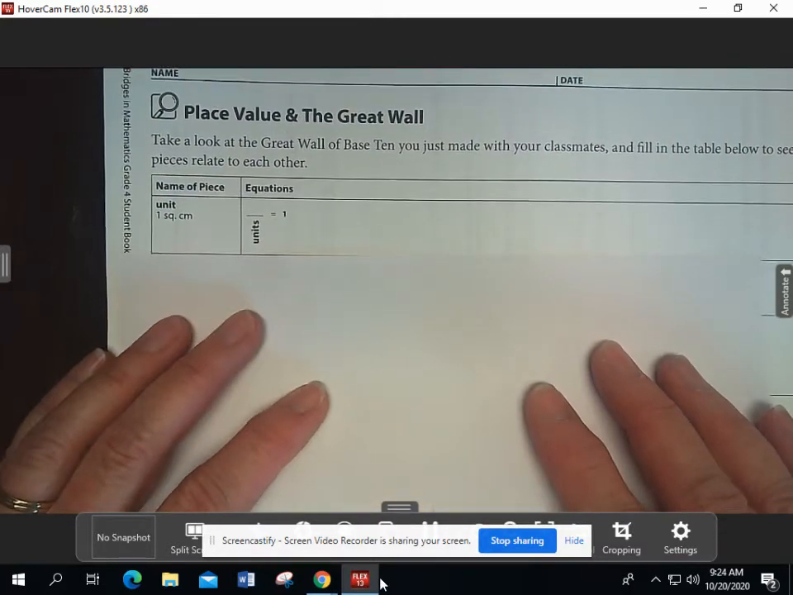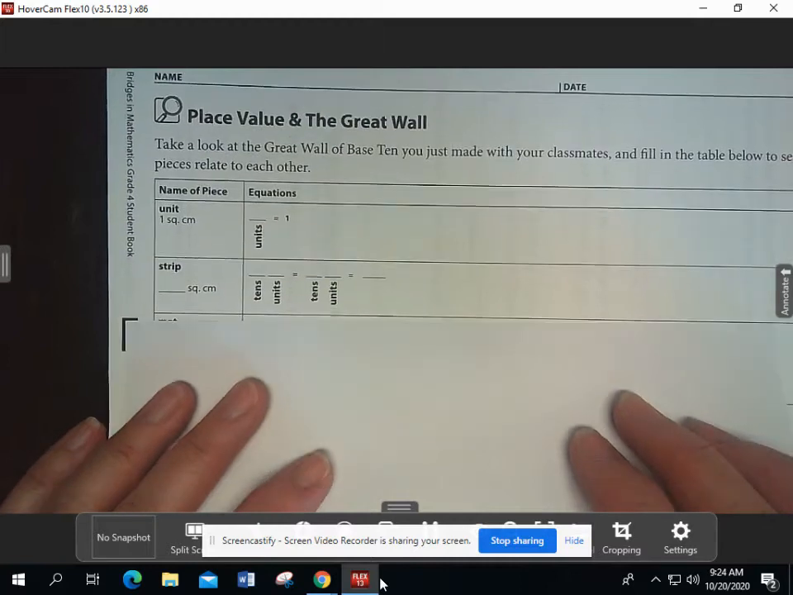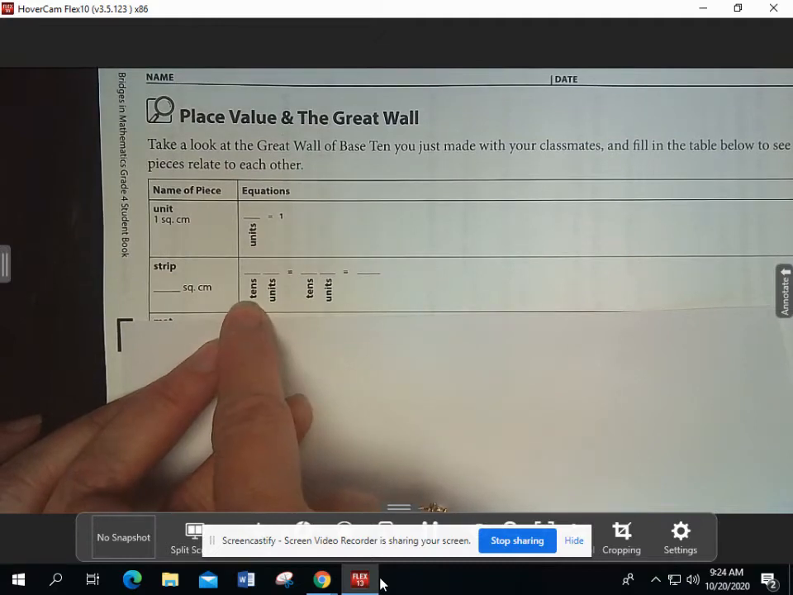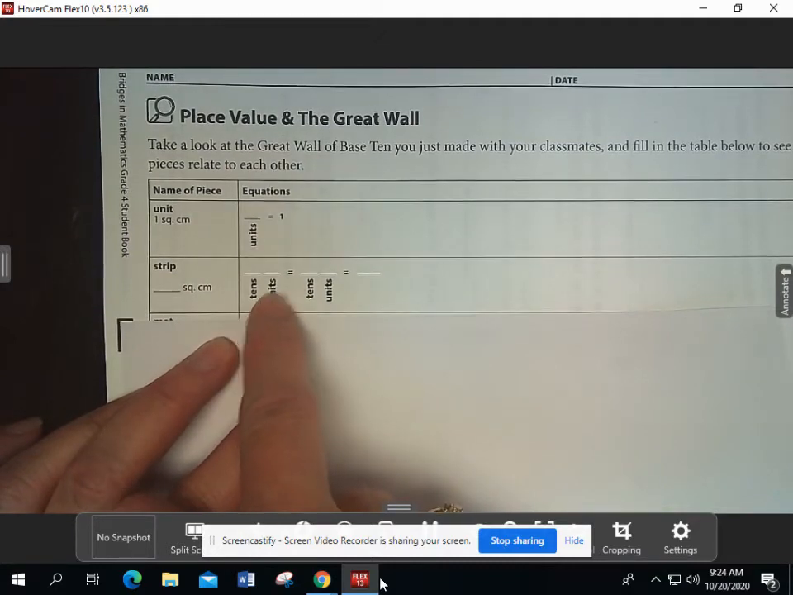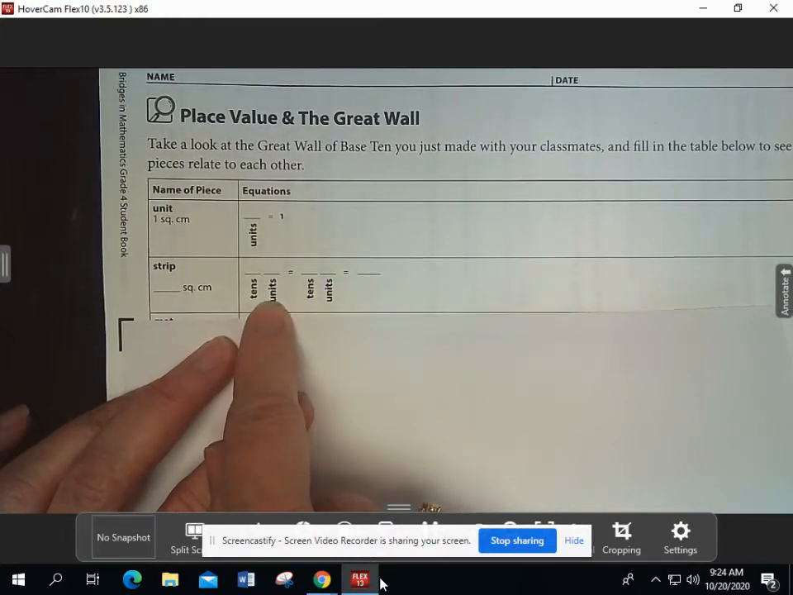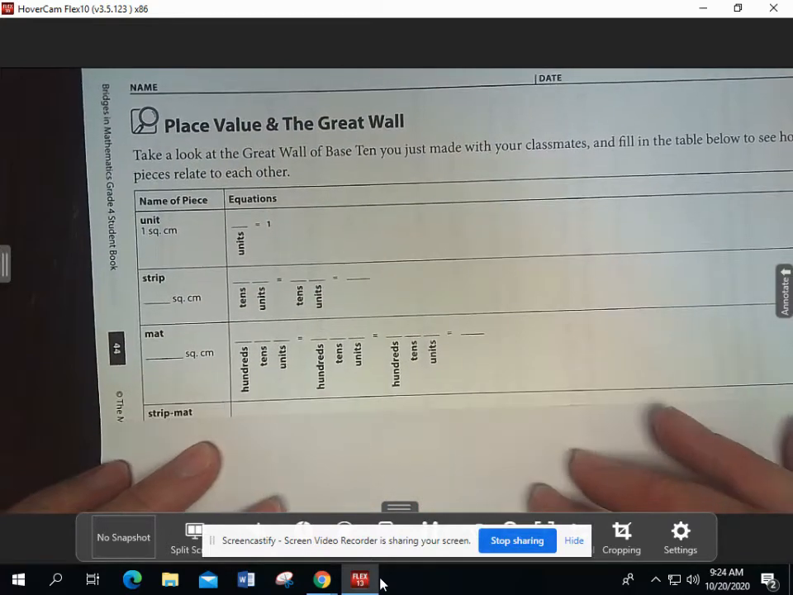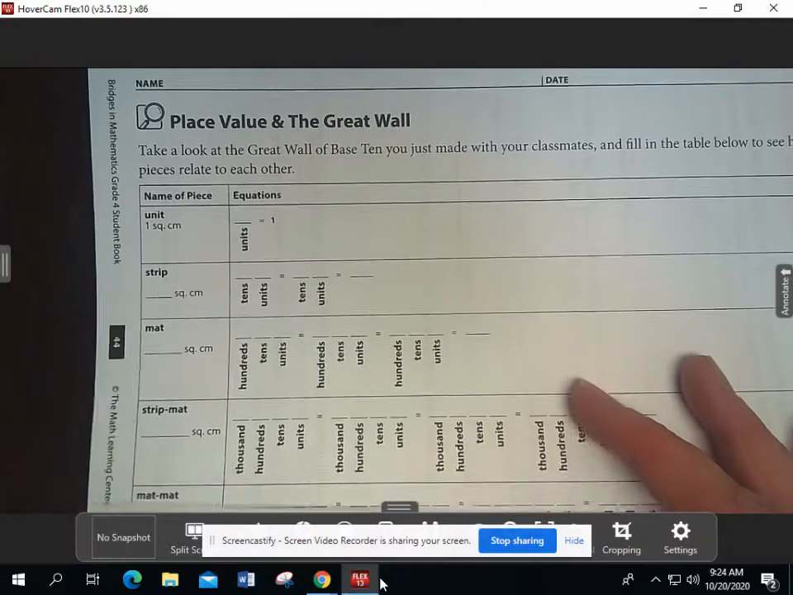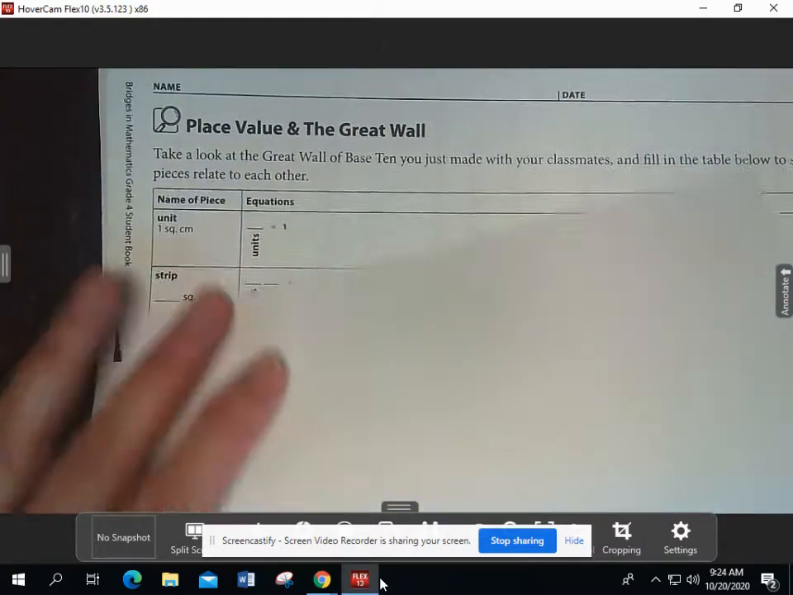If we look at our next piece, it's a strip, which we need to figure out how many tens we have, how many units we have, but then we have an equal sign and they repeat it. This is going to seem really strange as we fill this out. And then it moves on to the mat, and it moves on to the strip mat, and it moves on to the mat, and we will eventually be doing that.